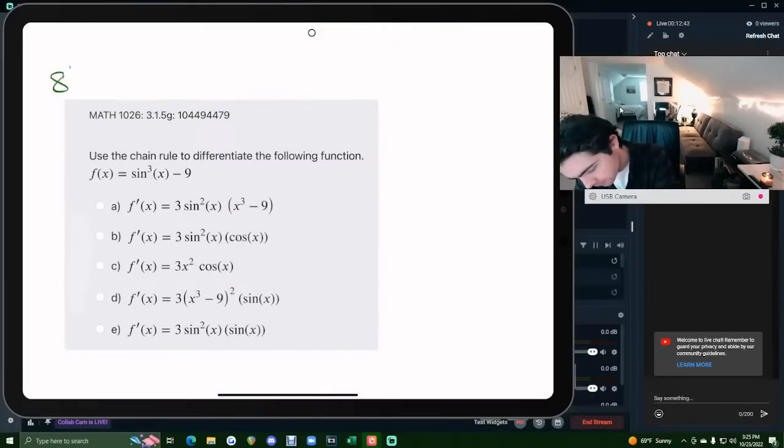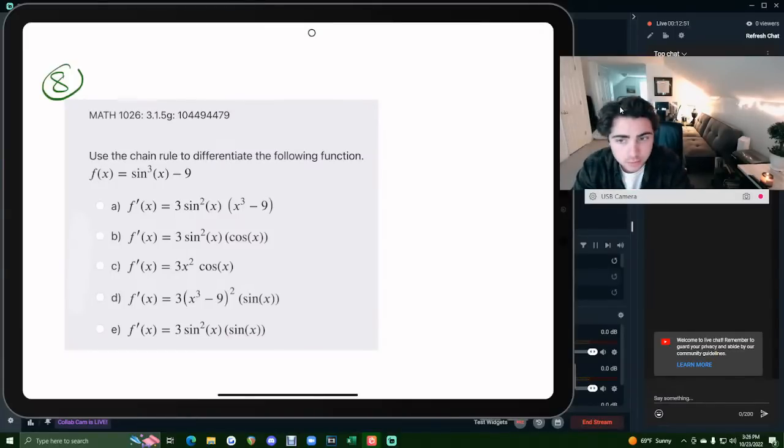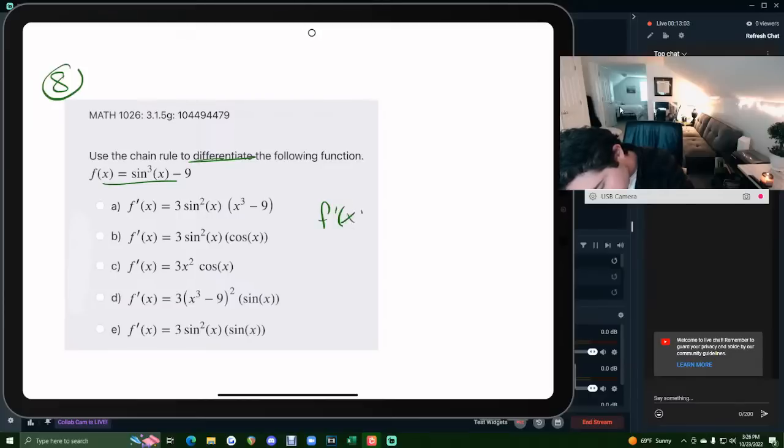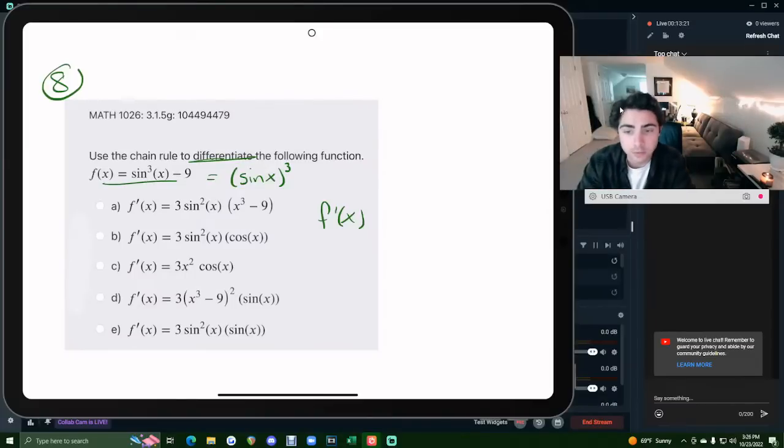Number 8. Another derivative one. Again, derivatives aren't prevalent in this whole exam material, but it couldn't hurt to know how to take derivatives. Brush up on those rules if need be. They say use the chain rule to differentiate this function. To find f prime, if you have something like sine to the third, I would say rewrite it as sine of x to the third. This way we can more easily see our layers when we're taking the derivative of each layer using chain rule.